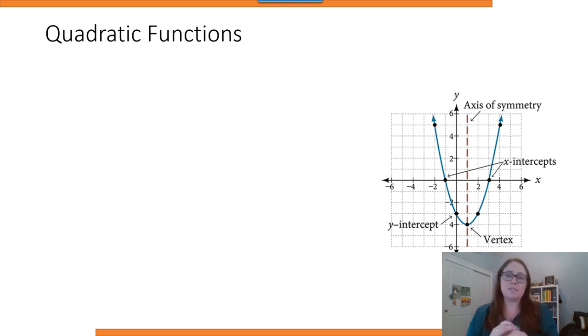And some other important points that we usually are looking for when we want to graph these by hand is the x-intercepts and the y-intercepts of the parabola. And it really helps us just get the shape, identify whether it's opening up or down, and that kind of thing. So there's a couple of different ways that you might see the equation of a quadratic.